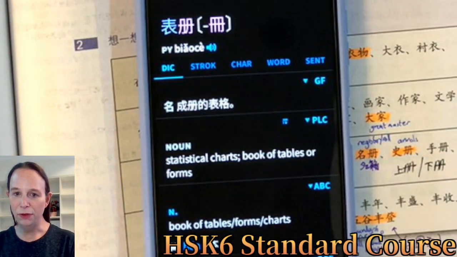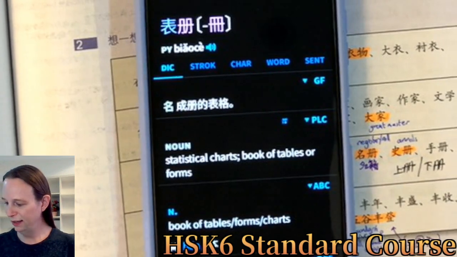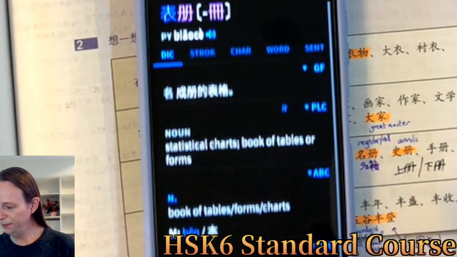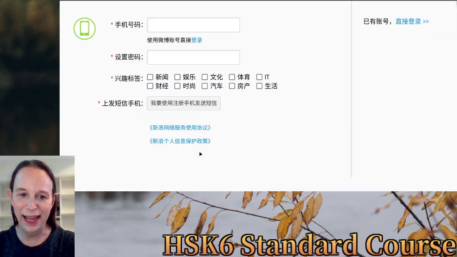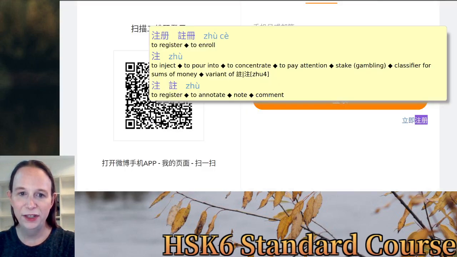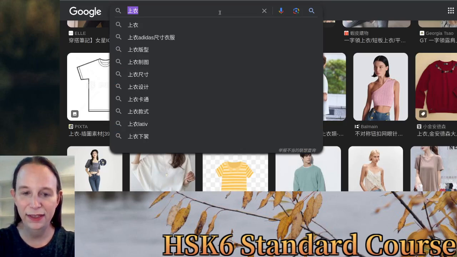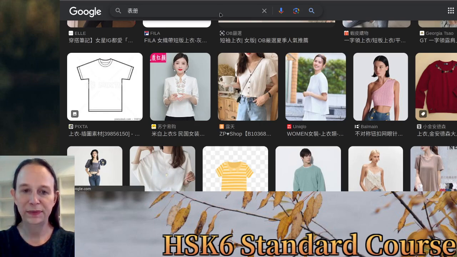成册的表格. So 表格 is a form. So 表册, a book of tables. Let's Google that. So I'm envisaging like log tables or something like this, which used to be relevant before computers. 表册.